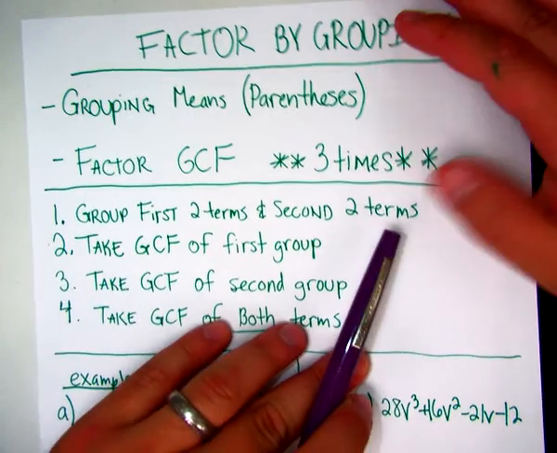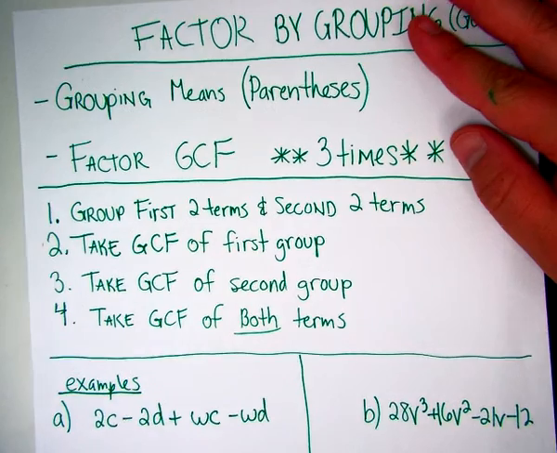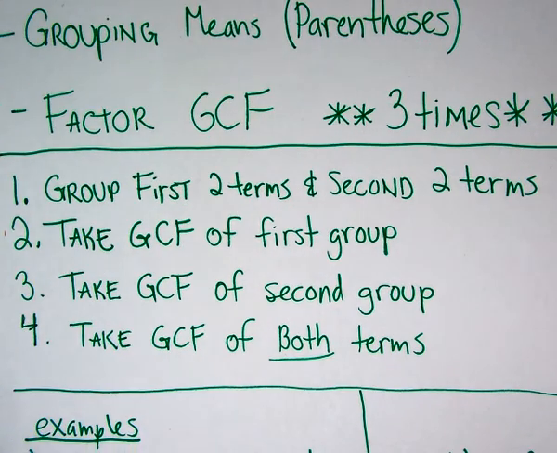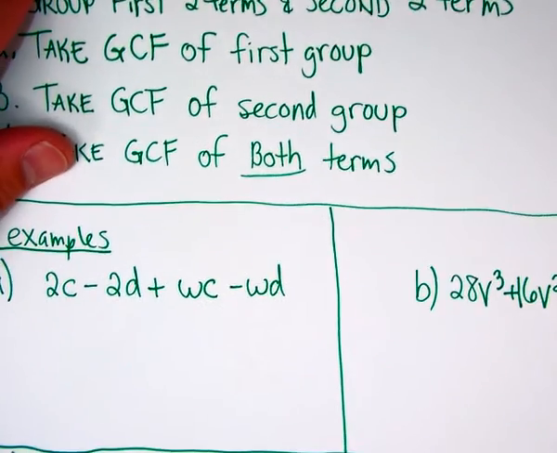Now, there's a 4-step process when you're going through and doing these. So here's the process. First, you're always going to group the terms together. Group the first 2, group the second 2, and that's step 1. Step 2 is to take the GCF out of the first group, and step 3 is take this GCF out of the second group. And then step 4 is take the GCF out of both terms. So you'll notice, again, we did GCF 3 times on this. So let's look at some examples.